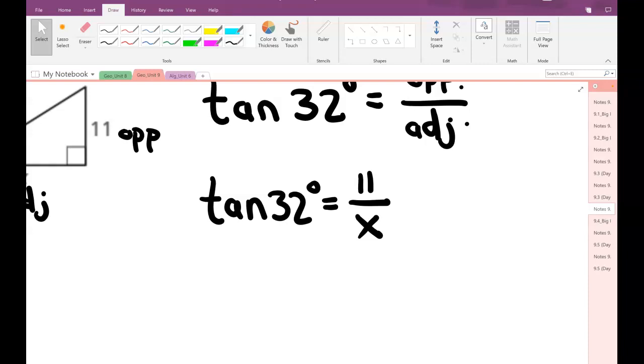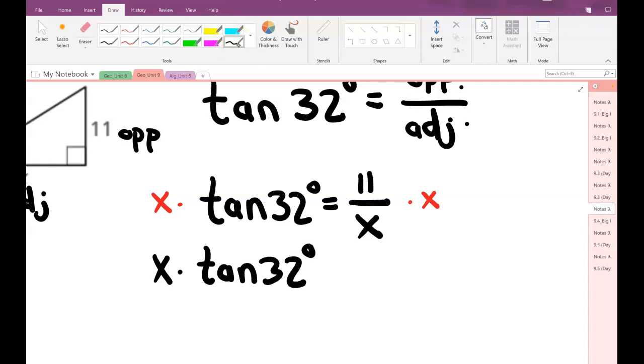To start though, I want to get this x out of the bottom. To do that, to get something out of the denominator, you've got to multiply both sides by x. So multiply this side by x and this side by x. When I do that, I'm left with x times the tangent of 32 degrees is equal to 11. Because these x's cancel out, they simplify to 1.